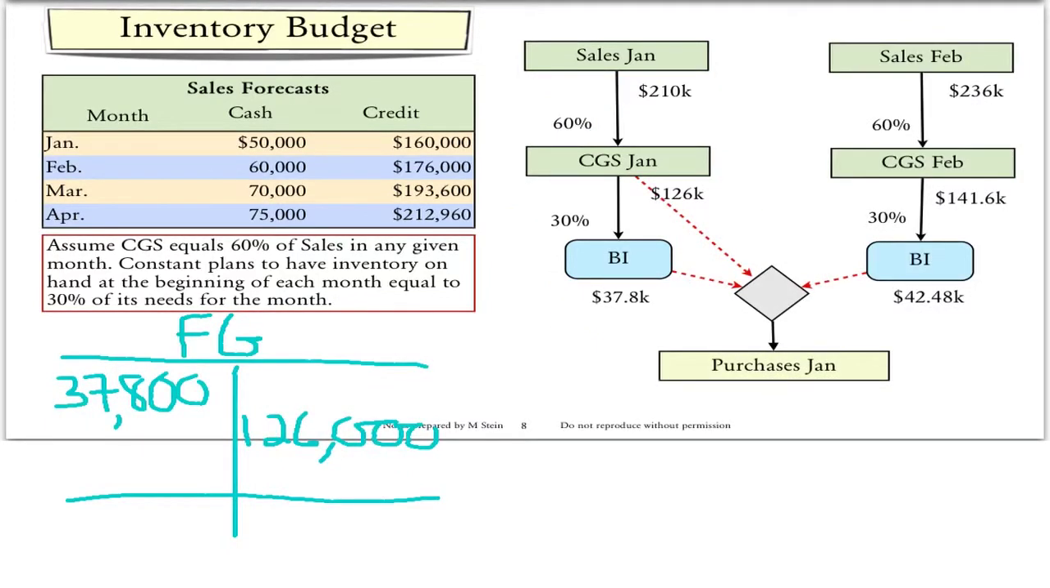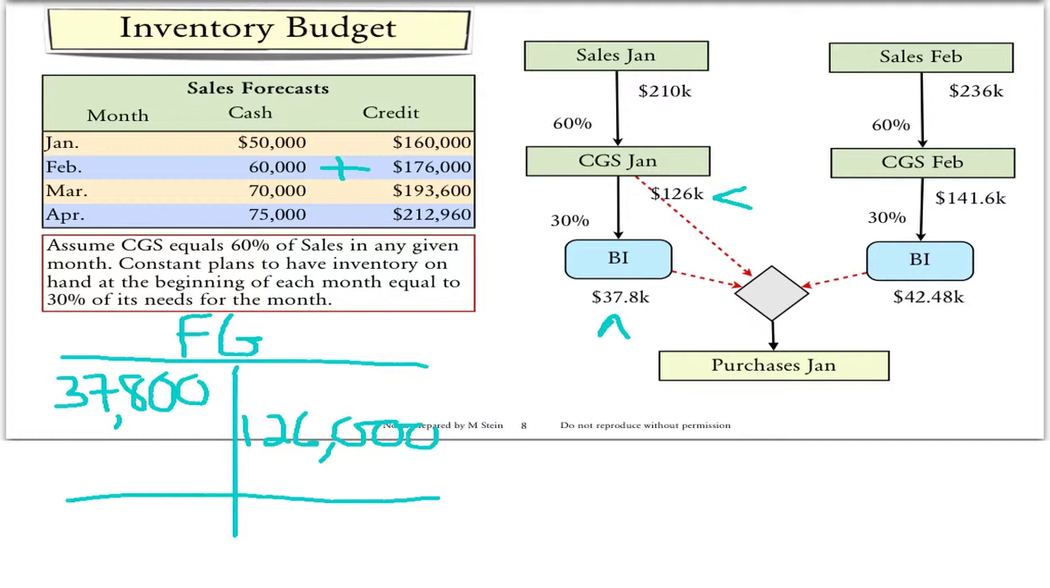On the last slide, we determined that the beginning balance in the finished goods inventory would be $37,800, that cost of goods sold would be $126,000. Next, we need to determine what the ending balance will be. Well, the ending balance in January is equal to the beginning balance in February, so we'll look at February sales.